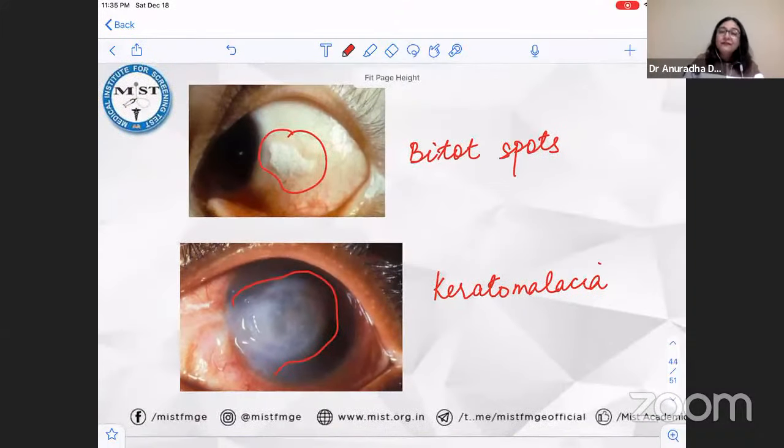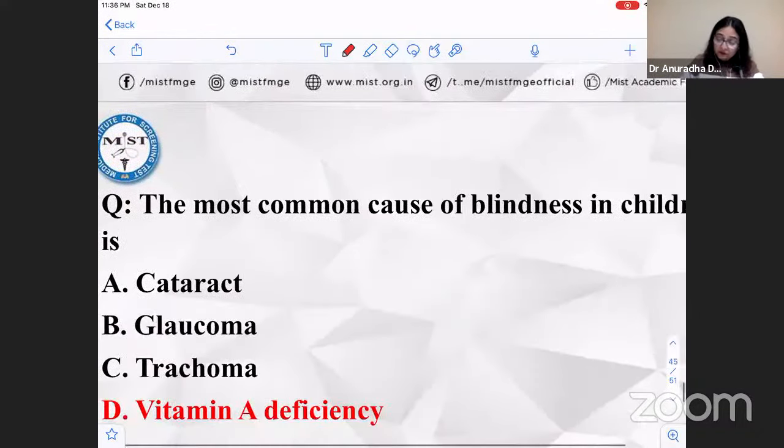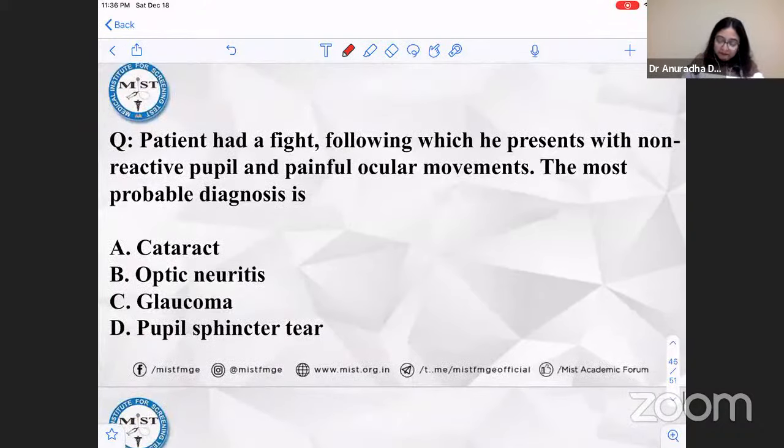And treatment, of course, you know, is vitamin A supplementation, which is again an important question to remember. So the most common cause here, the answer will be marked as vitamin A deficiency. Moving on to the next question.